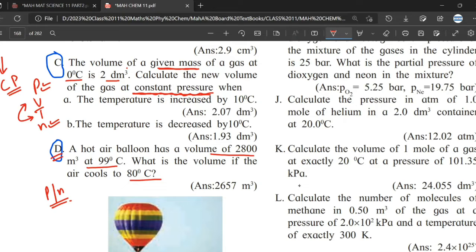Yeah. Because there is nothing else. If there is nothing else, then how do I do the numerical? Because they are saying nothing about the pressure and number of moles. Because they are saying nothing about it, I'll assume that these two are constant. Have you understood what I've said?